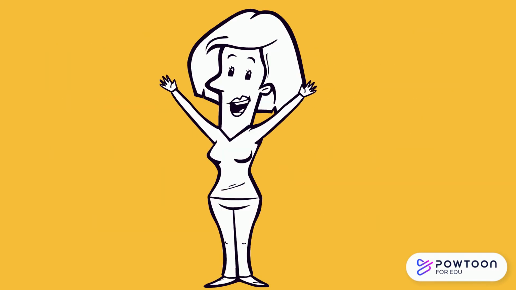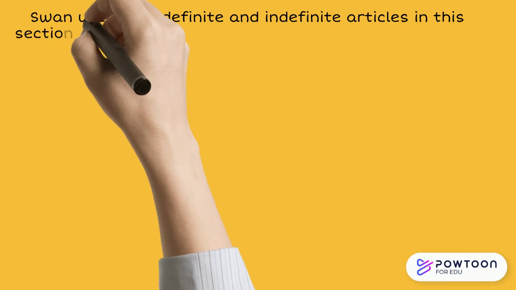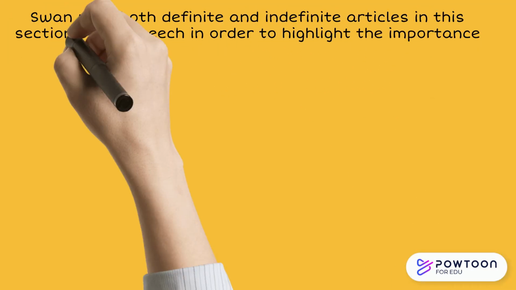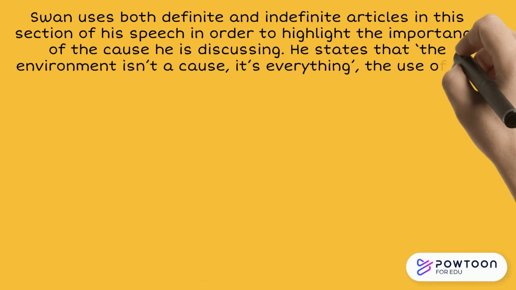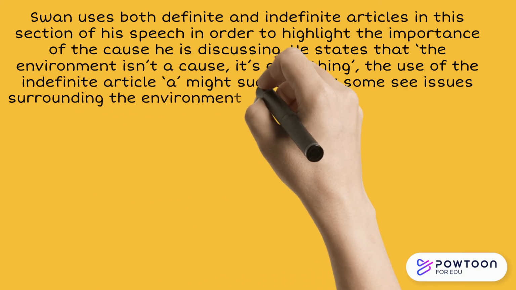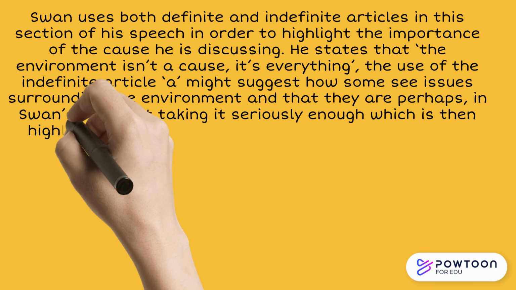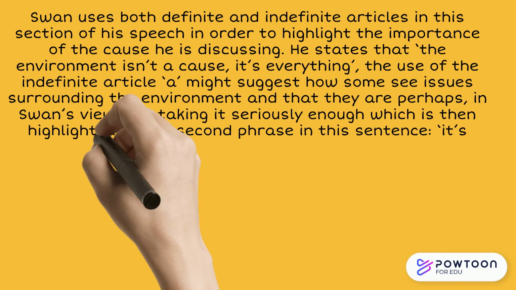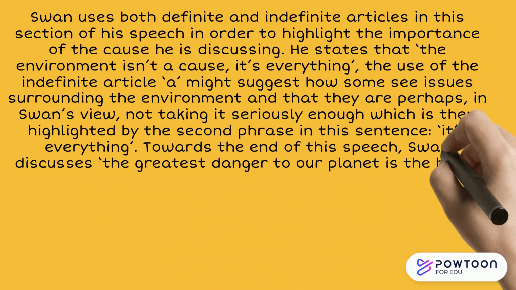So, as always, let's just finish by writing a quick answer using the example we've just gone through. So here's what I've written. Swan uses both definite and indefinite articles in this section of his speech in order to highlight the importance of the cause he is discussing. He states that the environment isn't a cause, it's everything. The use of the indefinite article a might suggest how some see issues surrounding the environment and that they are perhaps, in Swan's view, not taking it seriously enough, which is then highlighted by the second phrase in this sentence, it's everything.